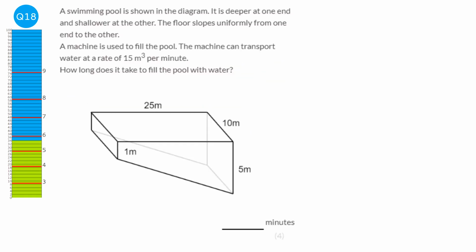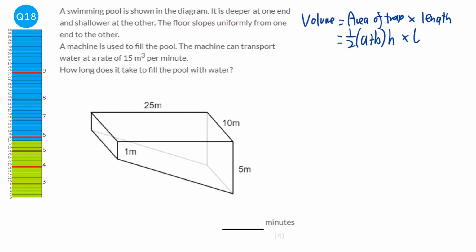First thing we need to do is work out the volume of this prism, and it's a trapezium-based prism. So the volume will be the area of the cross-section, or area of the trapezium, times the length, how 3D the prism is. The area of a trapezium is half (a plus b) h, and then times the length.